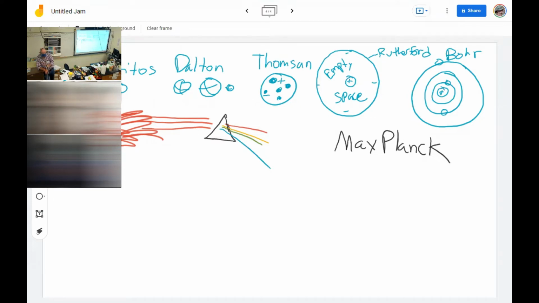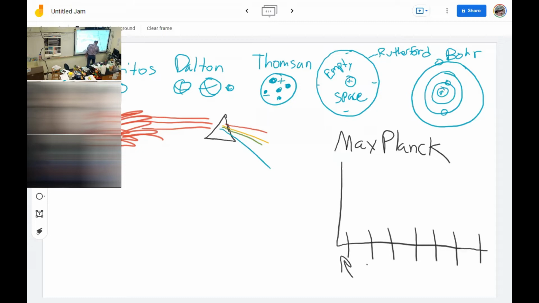So we know that red light is low energy, and violet light is the light that we're worried about when we're at the beach. Violet light has enough energy to punch through your skin and cause damage to your DNA, which could then either cause tumors or something else. So Max Planck studied this concept that the different colors of light have different energies. Roy G. Biv. What he did was he took basically a photocell.